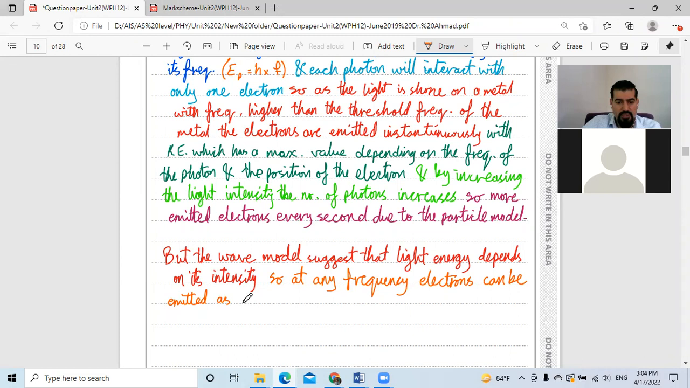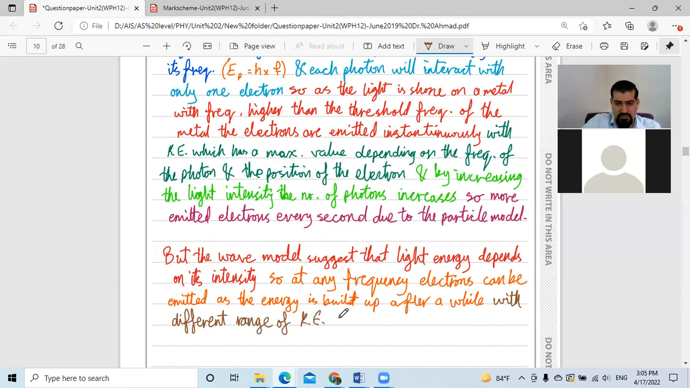As the energy is built up after a while, okay, with a different range of kinetic energy as the light intensity increases, which is not correct.